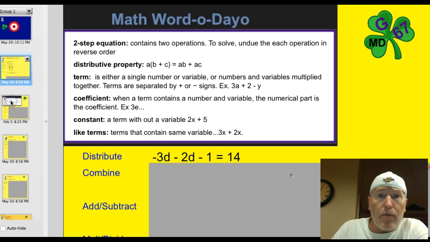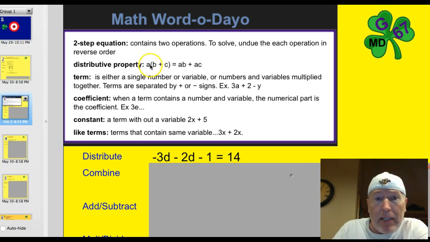Let's go ahead and take a look at some vocabulary, just kind of a review. Remember, a two-step equation contains two operations. You've got to undo them in reverse order. Distributive property: A times (B plus C) is really the same as AB plus AC. A term, these are all terms: 3A, 2Y, all different terms. They're separated by a plus or minus symbol.